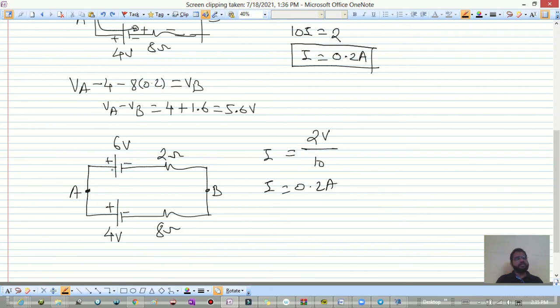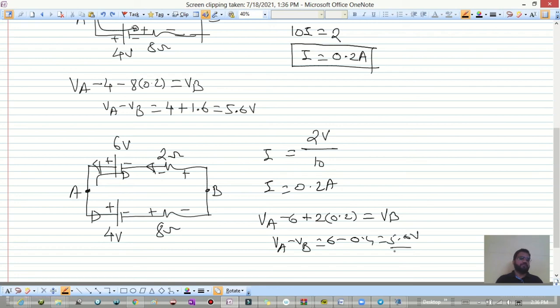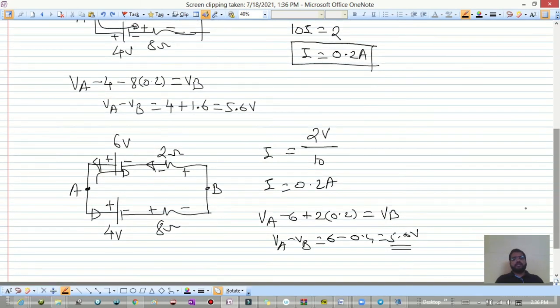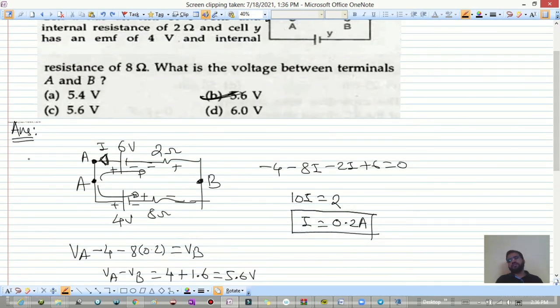Once we know the current, you can easily find the potential difference across A and B. Like this we have: this is positive, this is negative, this is positive, this is negative. So I'll go from up to down like this. Firstly VA, then dropping minus 6, then gaining 2 into I, 0.2, is equal to VB. So we have VA minus VB as 6 minus 0.4, which is 5.6 volts. So this is the second method, and this is the first method.